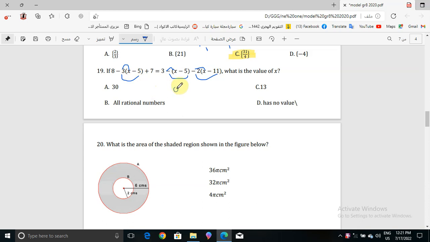It will be 0 is equal to 0 on both sides. So that means it has no value. So the correct answer for question number 19 will be choice D.